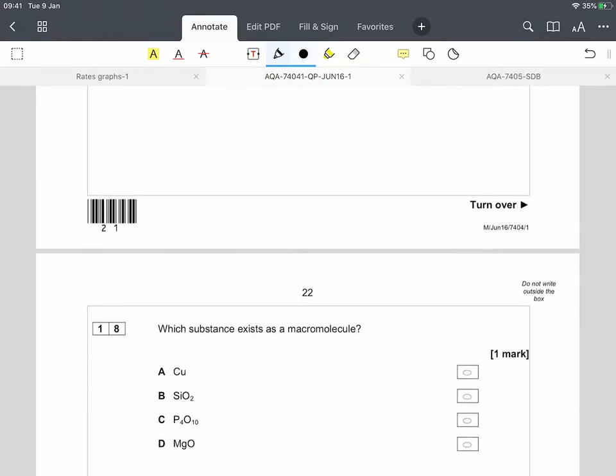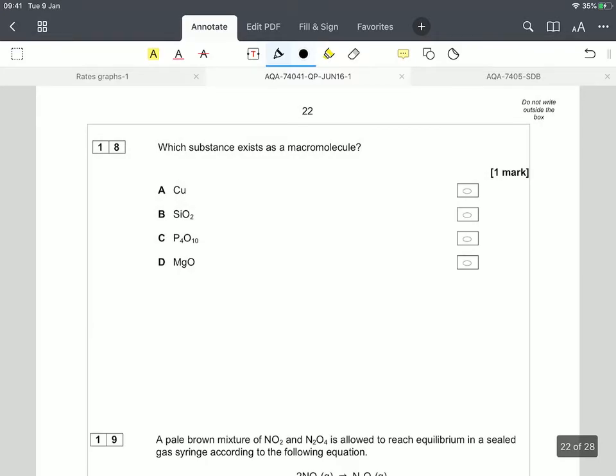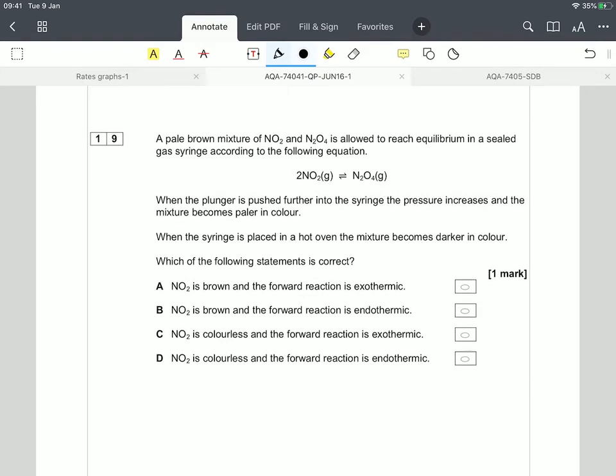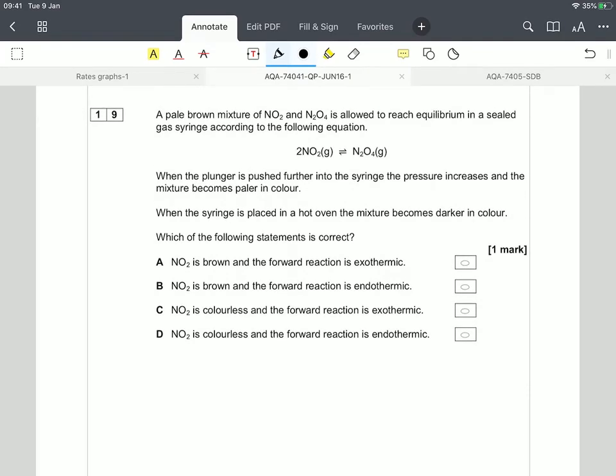Let's keep going. From the sort of ridiculous to the sublime, which substance exists as a macromolecule? Metallic? Yes. That was quick. If you don't remember that silicon dioxide's macromolecular, you need to, because you get questions like this, right? That's enough of that.